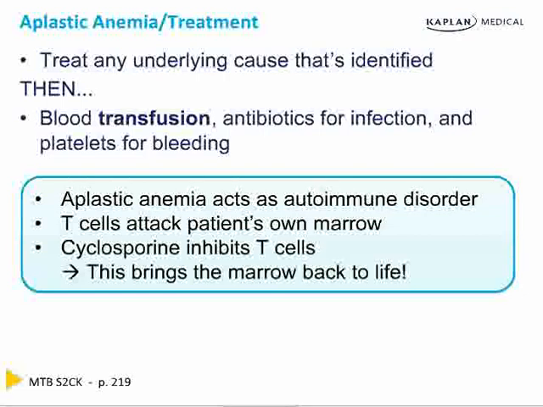In the same way we use cyclosporin to prevent organ transplant rejection, we can use cyclosporin to prevent the progression of aplastic anemia. Because what happens in aplastic anemia is the body's own immune system rejects itself as if it's foreign.